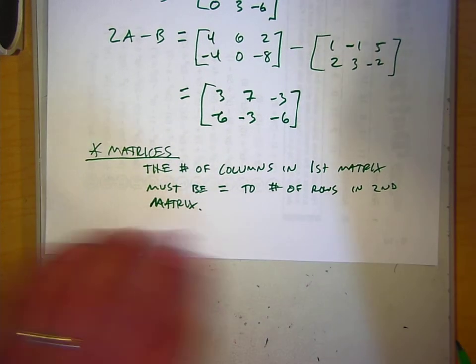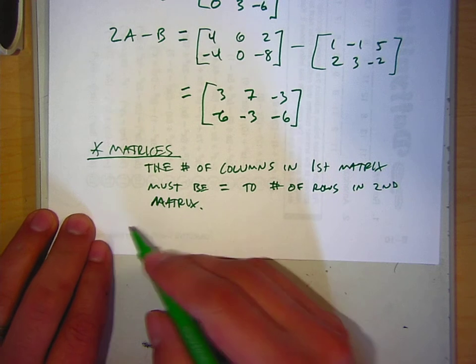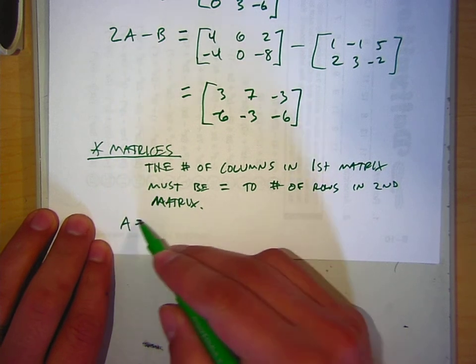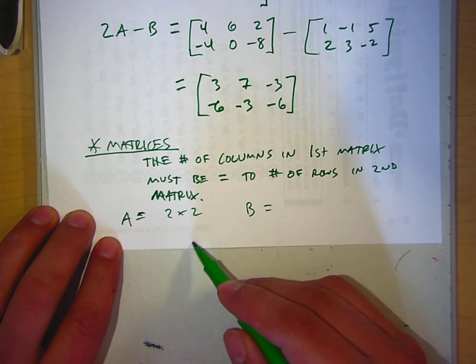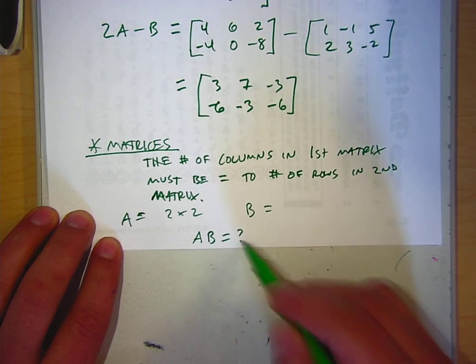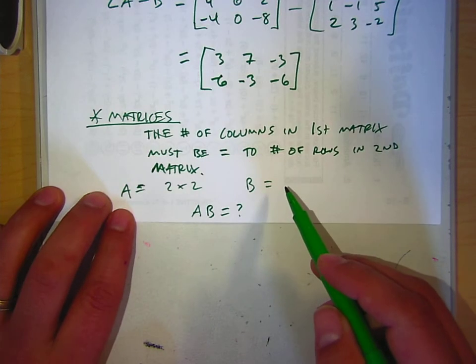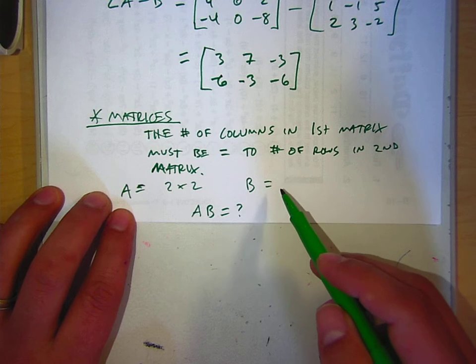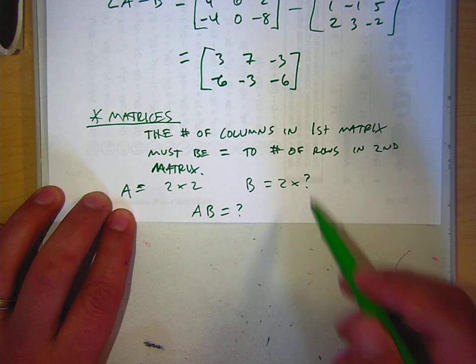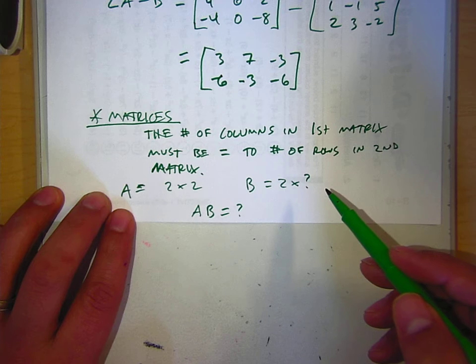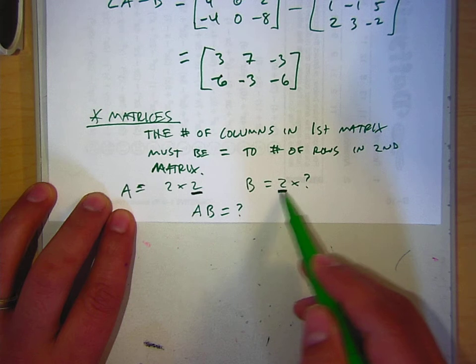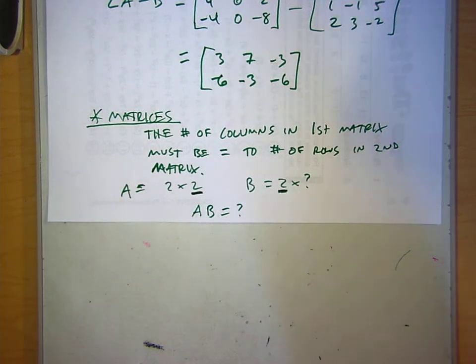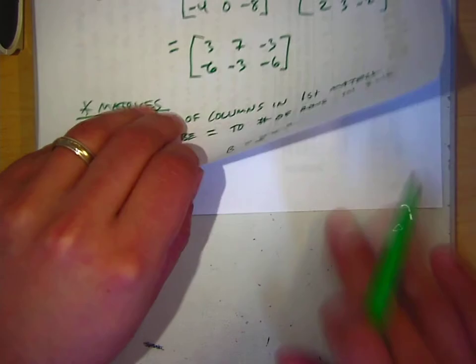Okay, so for example, let's say A is a 2 by 2 matrix. And if I wanted to do A times B, that tells me right away that B has to be how many rows? Has to be 2 by something. It doesn't matter what the number of columns is for the second matrix. Okay? As long as the number of columns in matrix A is equal to the number of rows in matrix B, or whatever letters they are, you can multiply. Okay? And you'll see why that needs to be the case.